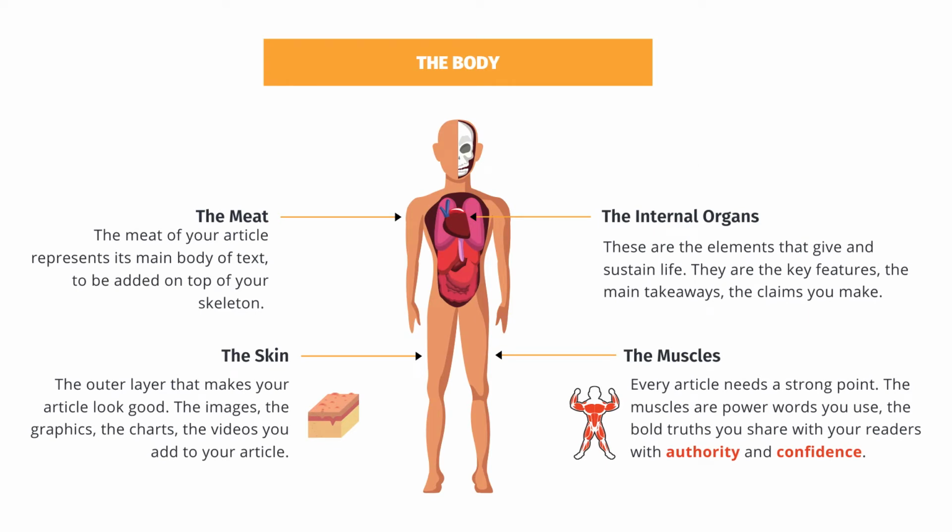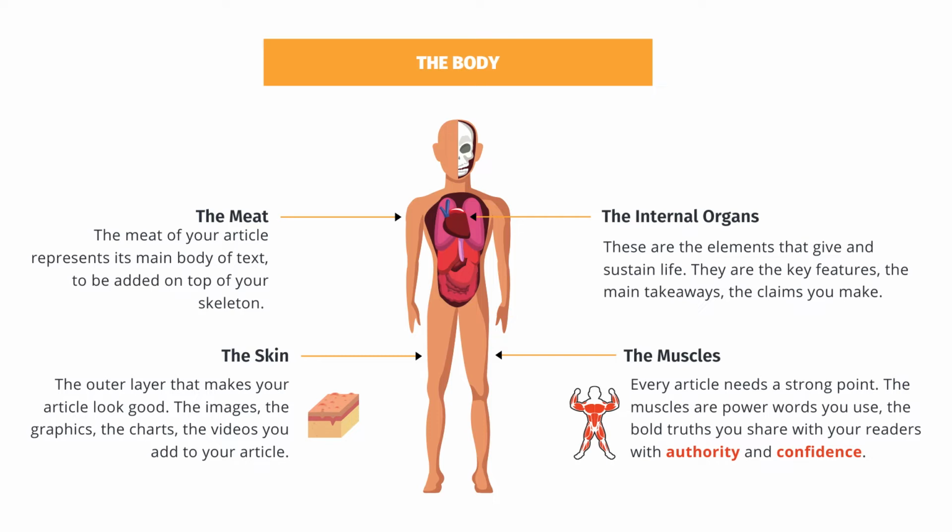Next, we must add a bit of meat on top of our skeleton. Think of the meat as the arguments you use to support your key takeaways, or the story you tell to end your article on a positive note, or the analogy you use in your introduction. In other words, the meat adds consistency to your article. The internal organs are the bullet lists you use to organize a lengthy paragraph, a list of benefits you share with your readers, and the key features of your article.